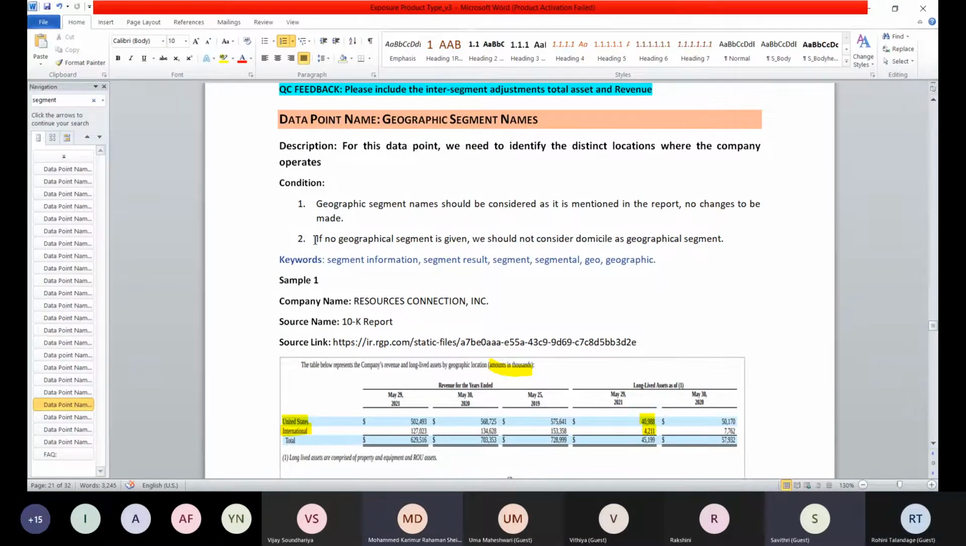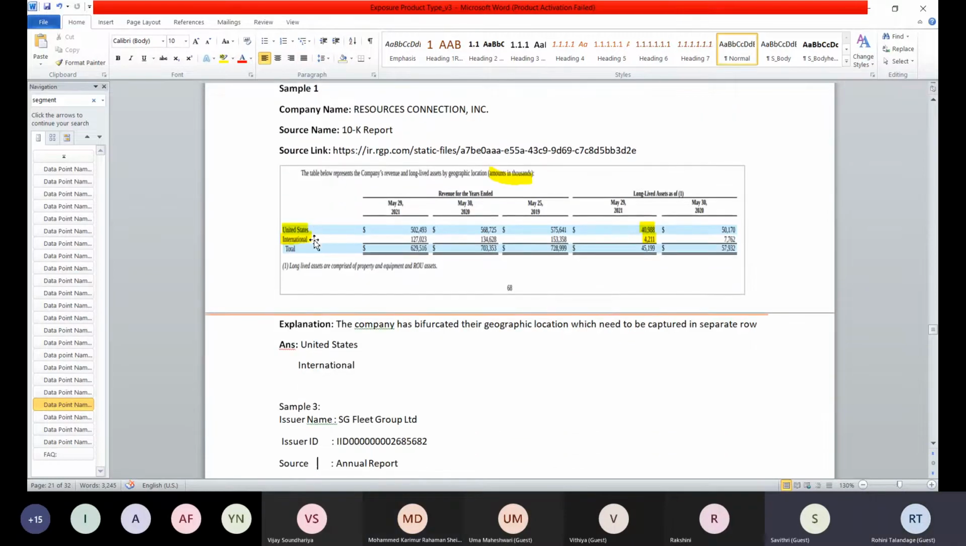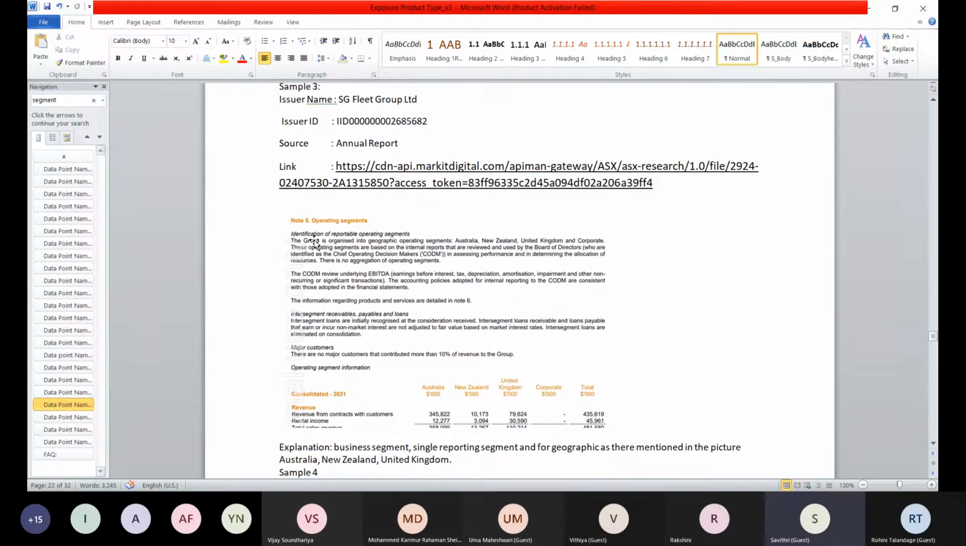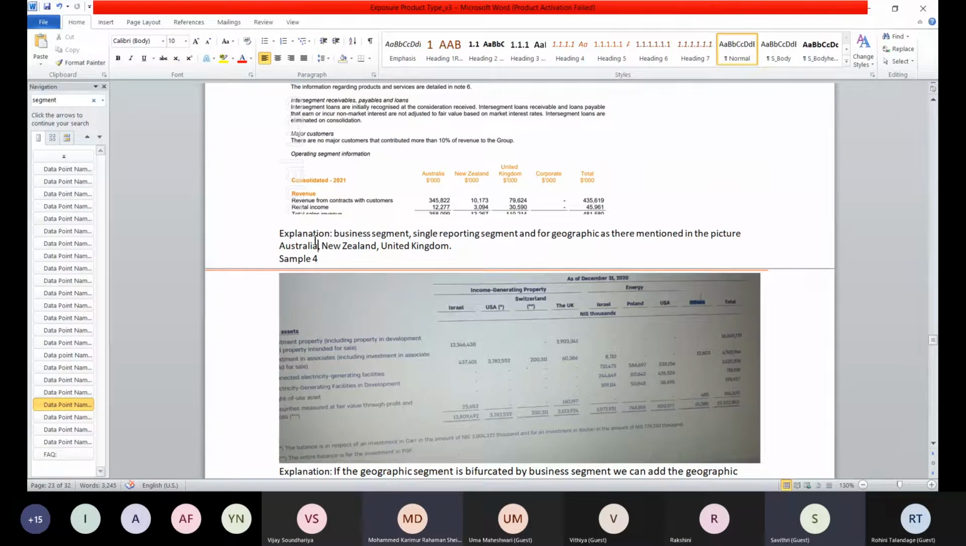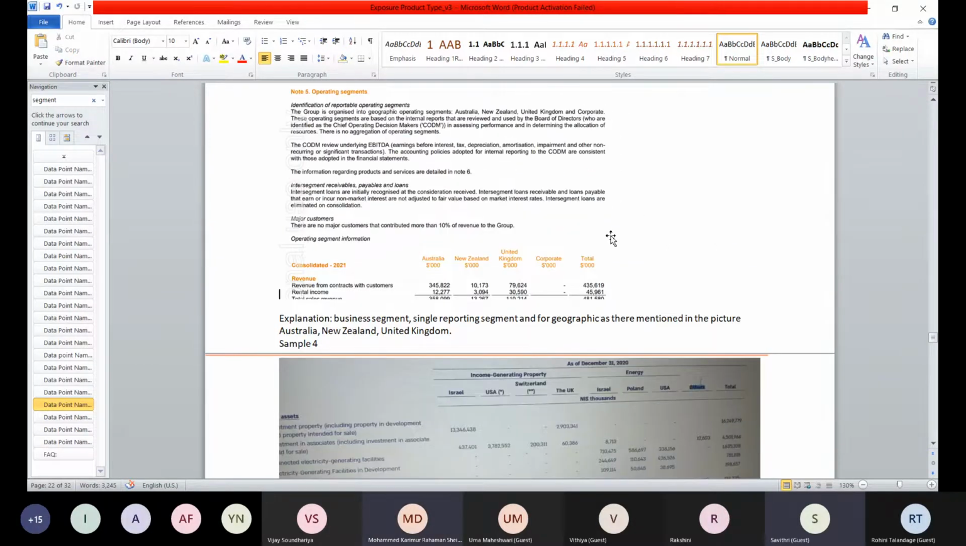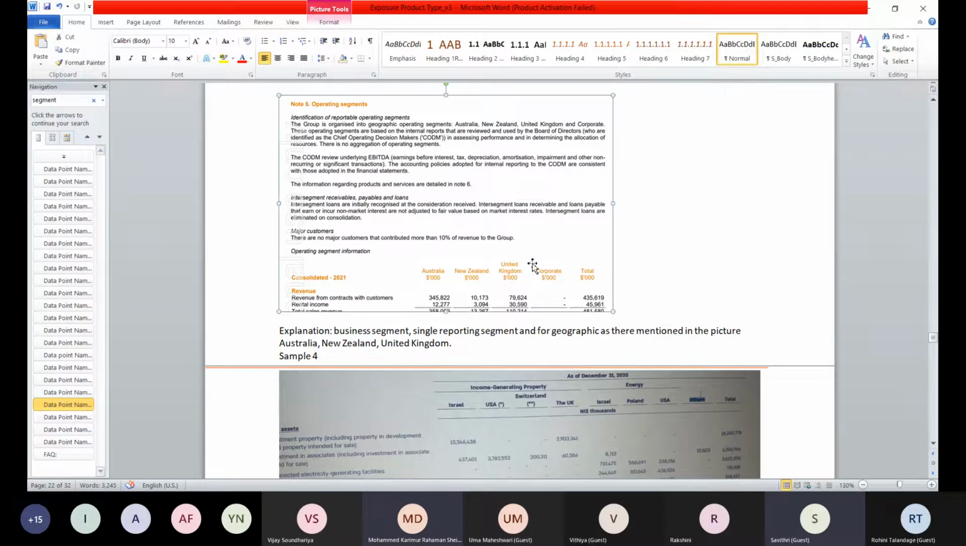Rohini, do you have some more snaps for this data point? Yes, I have. See this snap. They are saying they are generating revenue from Australia, New Zealand, United Kingdom, and we have the total income also. According to this disclosure, we need to capture Australia, New Zealand and United Kingdom as our geographical segments. In these three locations they have their operations and they are generating revenue from it.